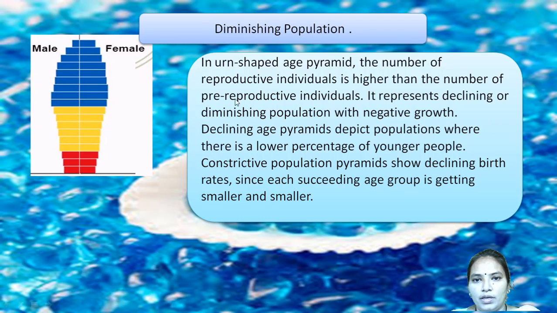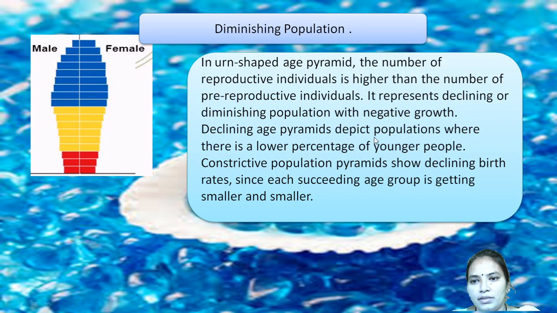Diminishing population. In an urn-shaped age pyramid, the number of reproductive individuals is higher than the number of pre-reproductive individuals. Here we can see the pre-reproductive are fewer as compared to the reproductive and the post-reproductive. It represents a declining or diminishing population with a negative growth rate. So here we can see that the growth is negative.